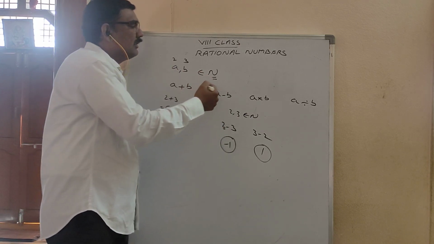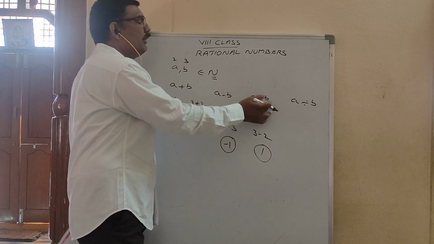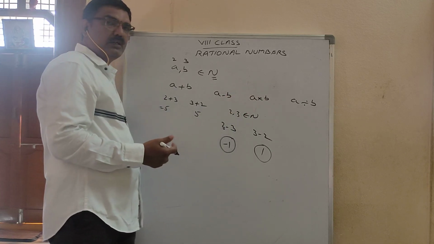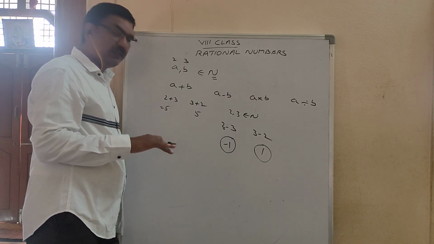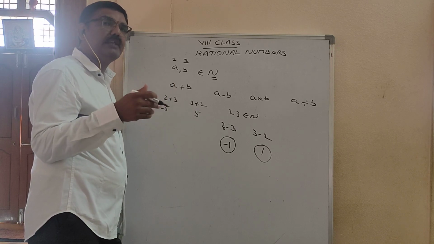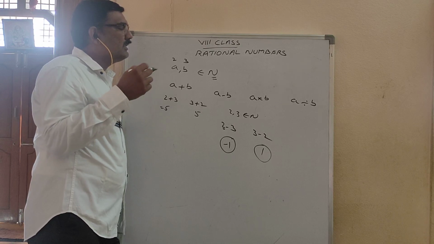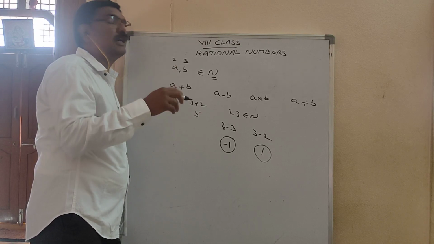Then you should take 2 numbers, do A into B, and B into A. So 2 into 3, 3 into 2. Both the results are the same. How much are you getting? 6 only. Therefore, the set of natural numbers is satisfying the commutative property under multiplication also.